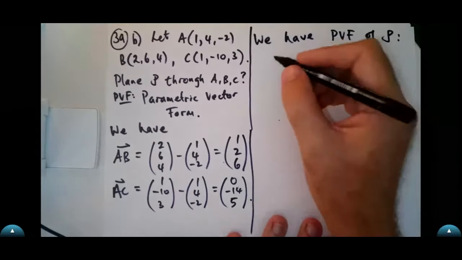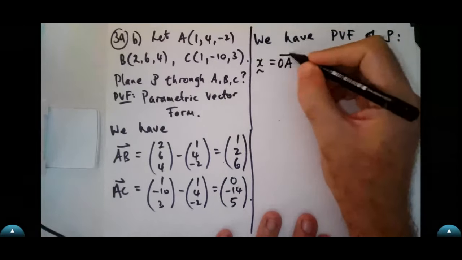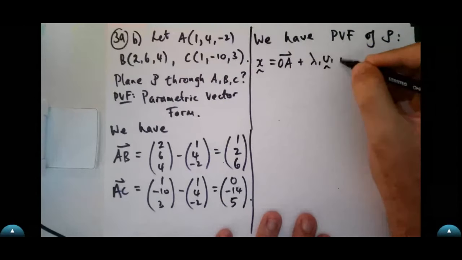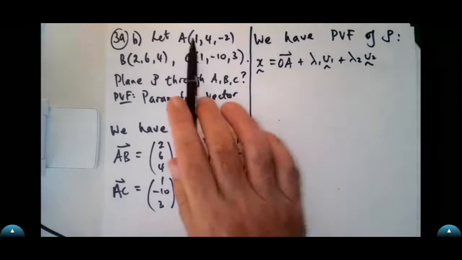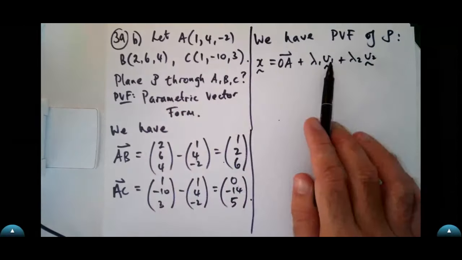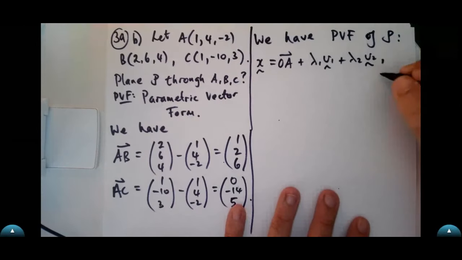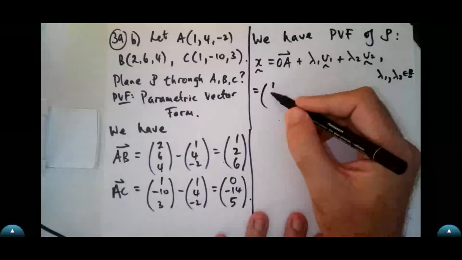All right, so it's going to be something like this. Let's do lambda 1 V1 plus lambda 2 V2. OA is just the position vector of a point on the plane. V1 is either of these vectors, V2 is the other one. Lambda 1 and lambda 2 are your parameters. They're kind of like the variables. So if we put that in, we'll get something like this.